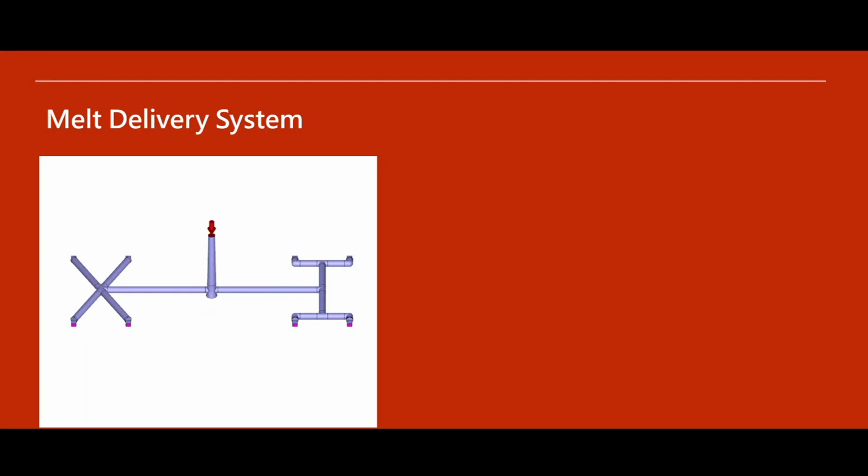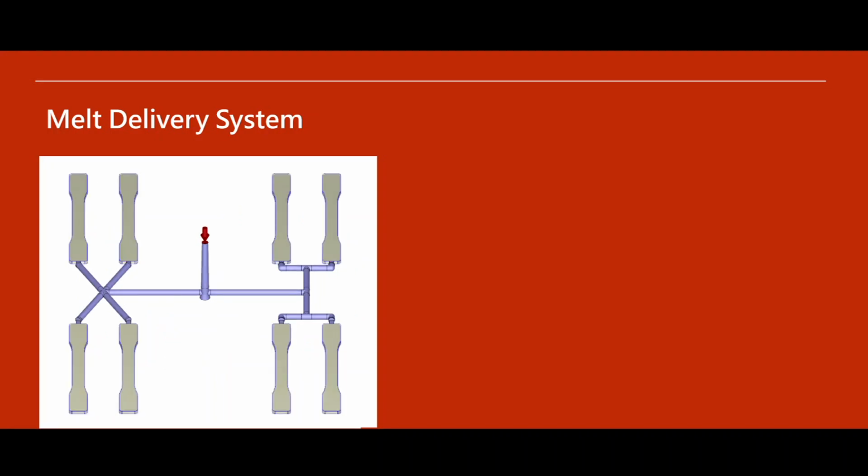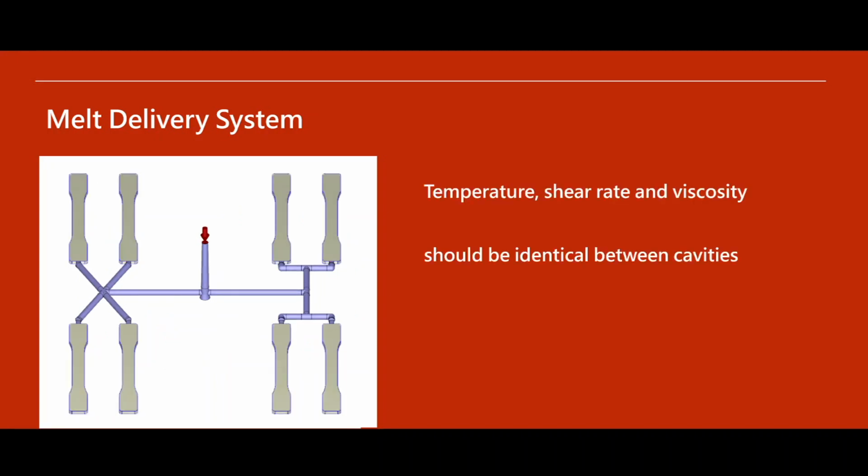The melt delivery system of an injection mold consists of the sprue, runner, and gates. The purpose of the melt delivery system is to deliver molten plastic with a uniform consistency to all cavities in the mold. The temperature, shear rate, and viscosity should be identical between all cavities so all parts fill, pack, and cool evenly. That way, all the parts come out of the mold with the same properties.